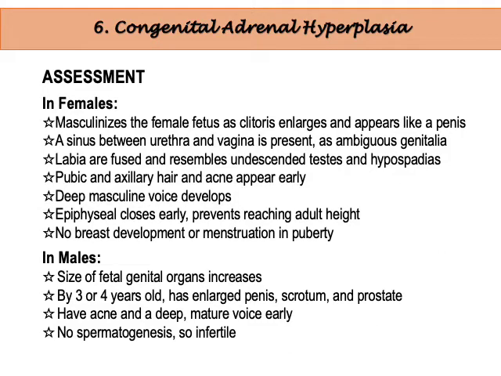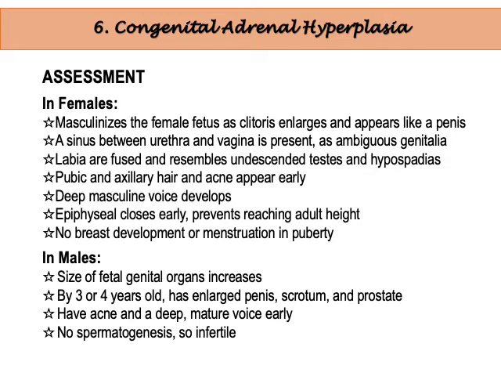Assessment findings. Children with congenital adrenal hyperplasia have increased levels of androgen, and this causes the following in males and females. Among the female child, it masculinizes them as the clitoris enlarges and appears like a penis upon birth. There could also be a sinus between urethra and vagina. These may present an ambiguous genitalia. Labia majora and minora are fused and resemble undescended testes or hypospadias.